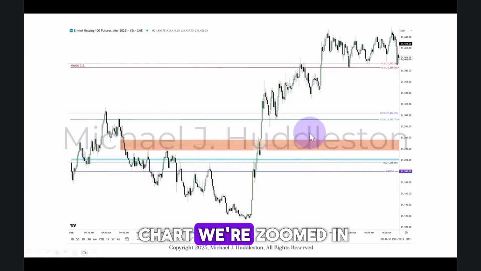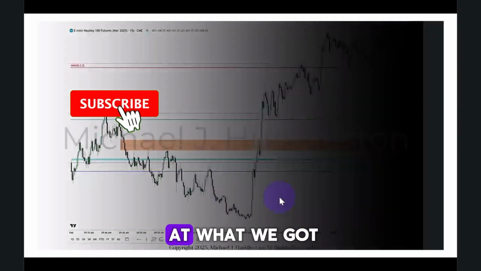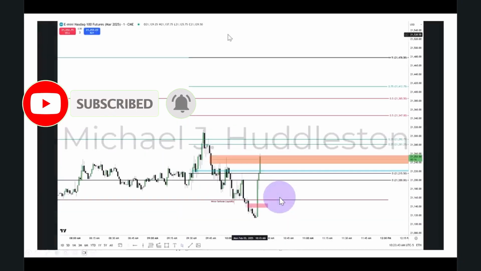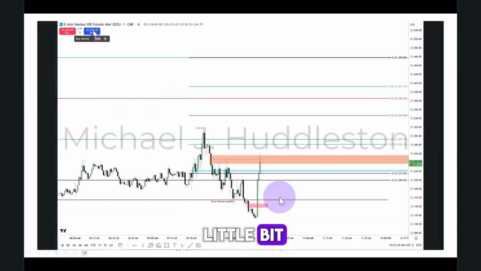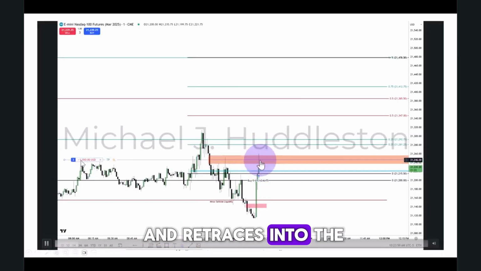Here's a 15-second chart. We're zoomed in. There's that same little area right in here. And if you look at what we got now, here's the execution. You can see where I placed my stop loss. Speed this up a little bit. So I'm buying 3 contracts as it goes into and retraces into the consequent encroachment.